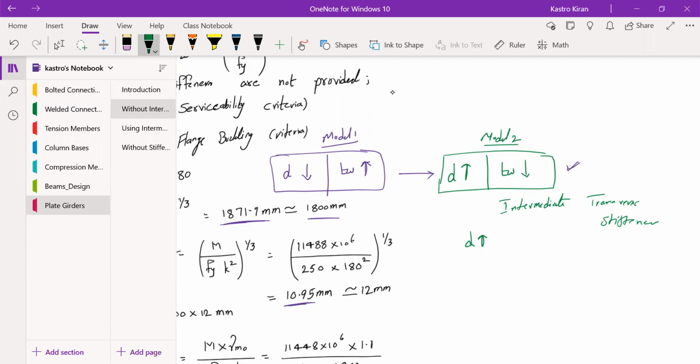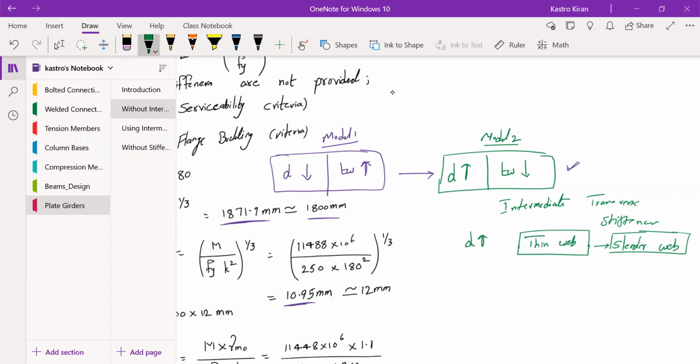Okay, it is because we are going to design the web as a thin web. In model 2 problems, you are designing the web portion as a thin web, which is called a slender web. Slender is nothing but bending. You're going to design the web portion as a slender web. So that's the reason why we are increasing the depth of the web and decreasing the thickness of the web in the model 2 problem. Okay, so I hope the concept is clear.